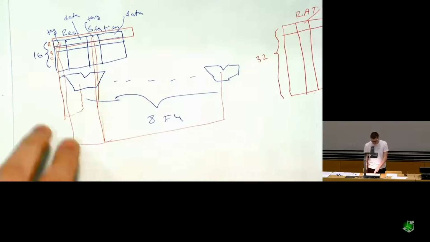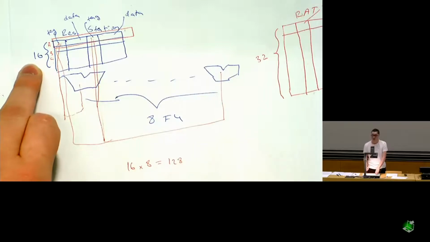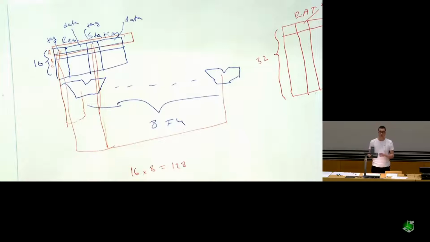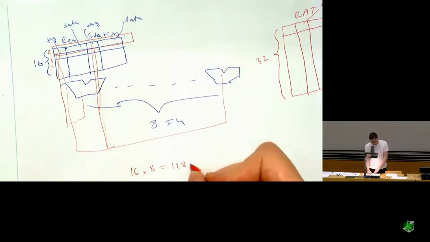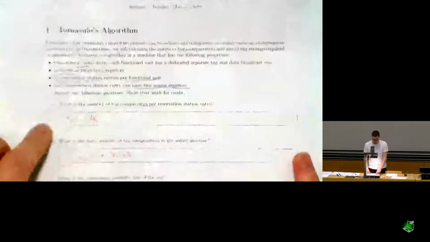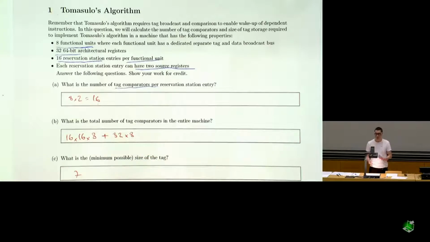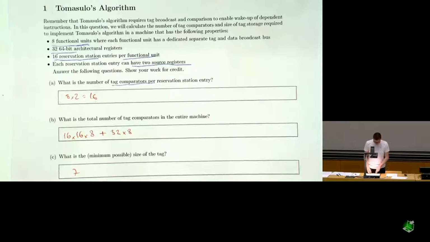So there are 16 entries in a single reservation station, and we have 8 reservation stations in total, right? Which makes 128. So this is the address space that we should be able to address, right? And basically this is equal to 2 to the 7th, and this means we need 7 bits as a tag to be able to address or refer to all reservation station entries. So the minimum is 7. Of course, you can have more than 7, but then you'll have some redundancy, right? Some useless bits. I guess nobody has any questions. Okay.